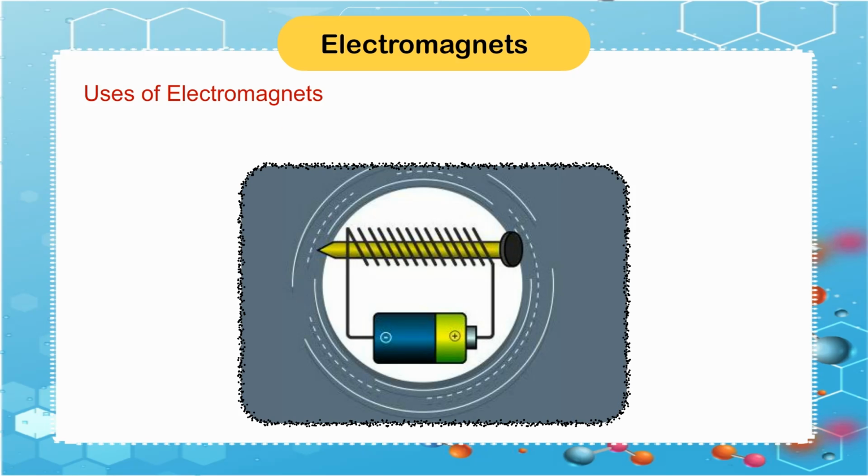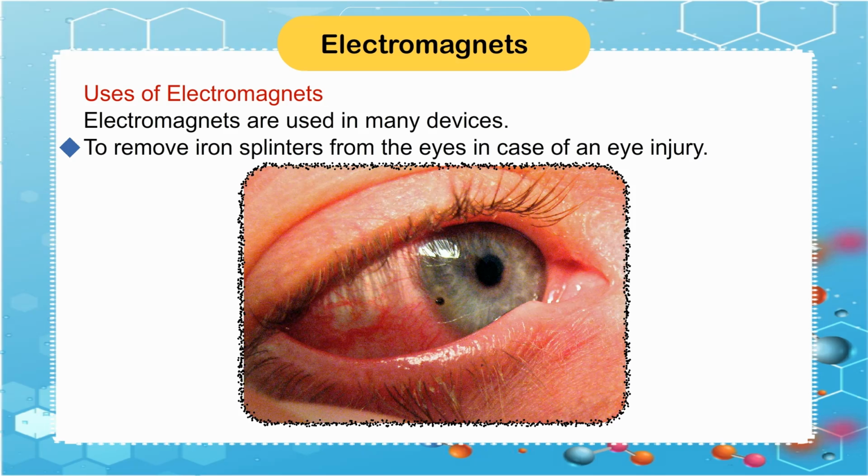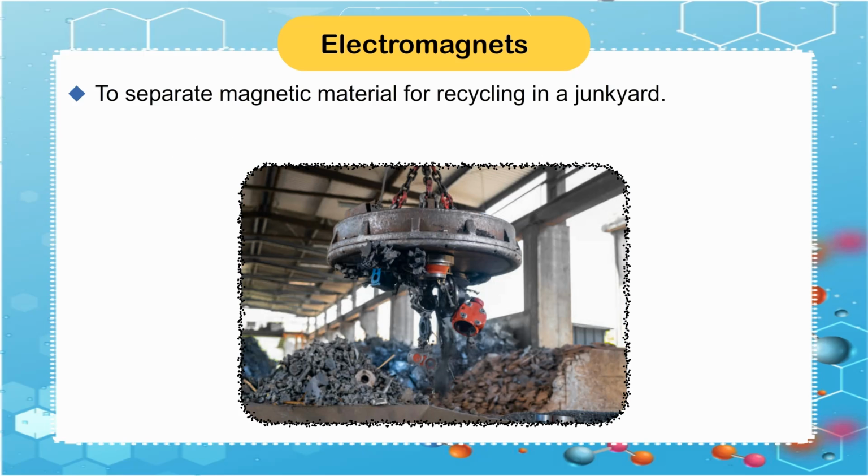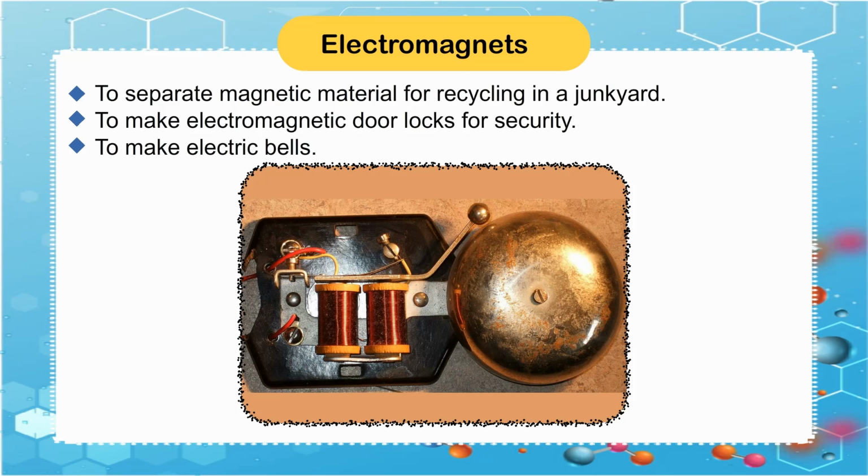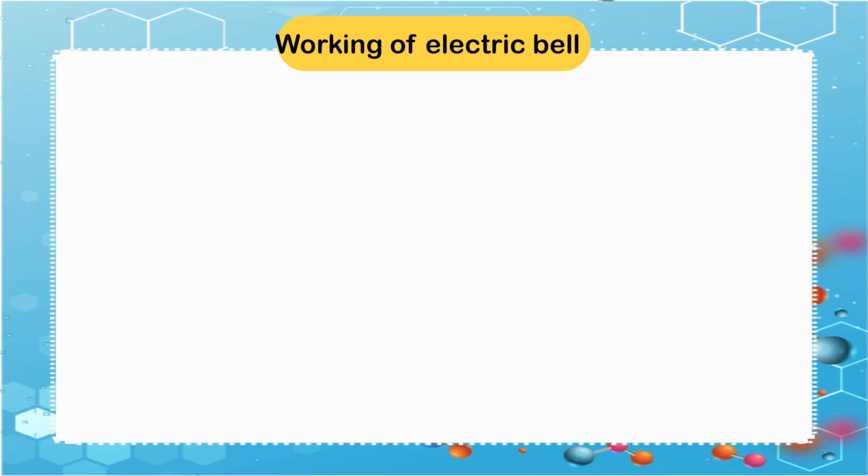Uses of electromagnets. Electromagnets are used in many devices. To remove iron splinters from the eyes in case of an eye injury. To separate magnetic material for recycling in a junkyard. To make electromagnetic door locks for security. To make electric bells.